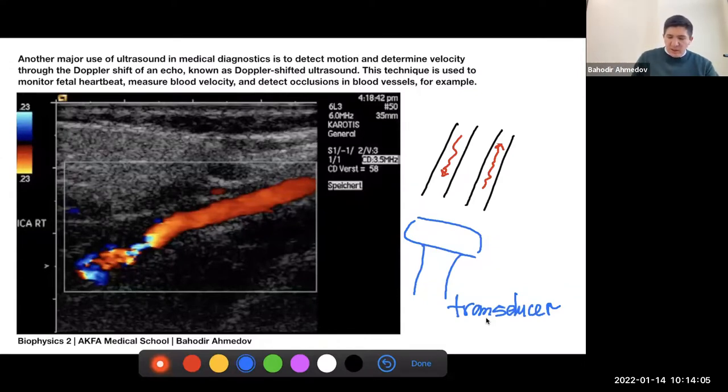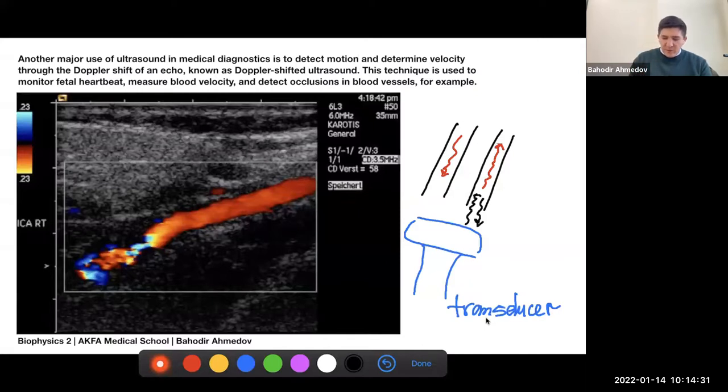So let's assume that if the blood is moving away, then you're going to send some signal and get back some signal. And the frequency of the signal which you're going to get back is going to be smaller than the frequency of the original signal, right? Because the object is moving away from you. Okay, do you understand me? So this frequency is going to be different.